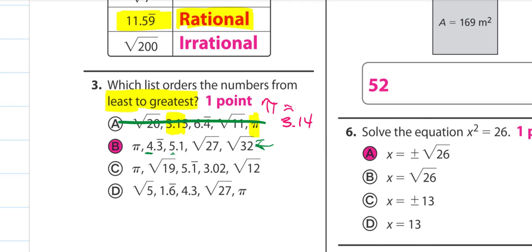For the letter C, what would throw us off here before we do any calculations? What could we look at? Well, we've got here the square root of 19 is a number that comes before the square root of 12. That wouldn't make any sense. And again, pi, which is 3.14, should not be before 3.0. So that tells me that this cannot be a possible answer. I won't even bother trying it.